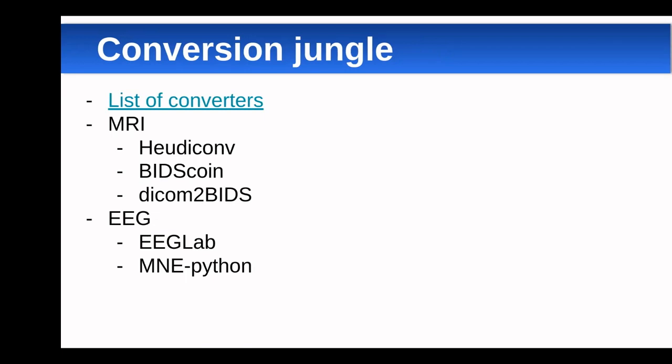To give you a pre-list, because there are many of them, of where to start looking: when it comes to MRI, I would say that the three main ones are HeuDiConv, BIDScoin, and DICOM to BIDS. They are the three main ones that you'll see around. And for EEG, there are several others. Usually, to my knowledge, conversion for EEG or MEG or intracranial EEG is easier than with MRI data. But I know that EEGLAB, for example, and MNE-Python have some tools to help you convert your data to BIDS.